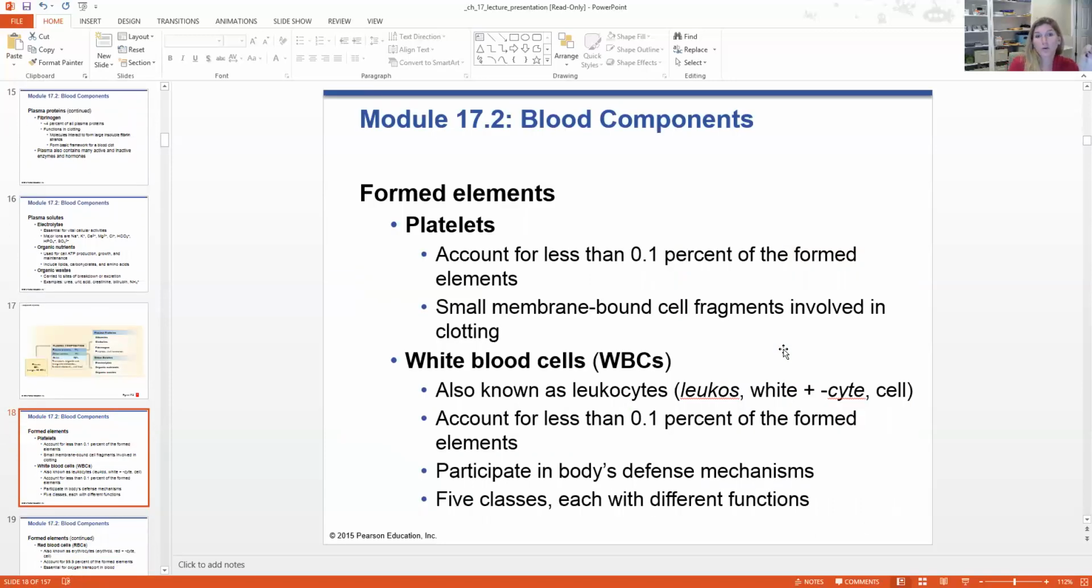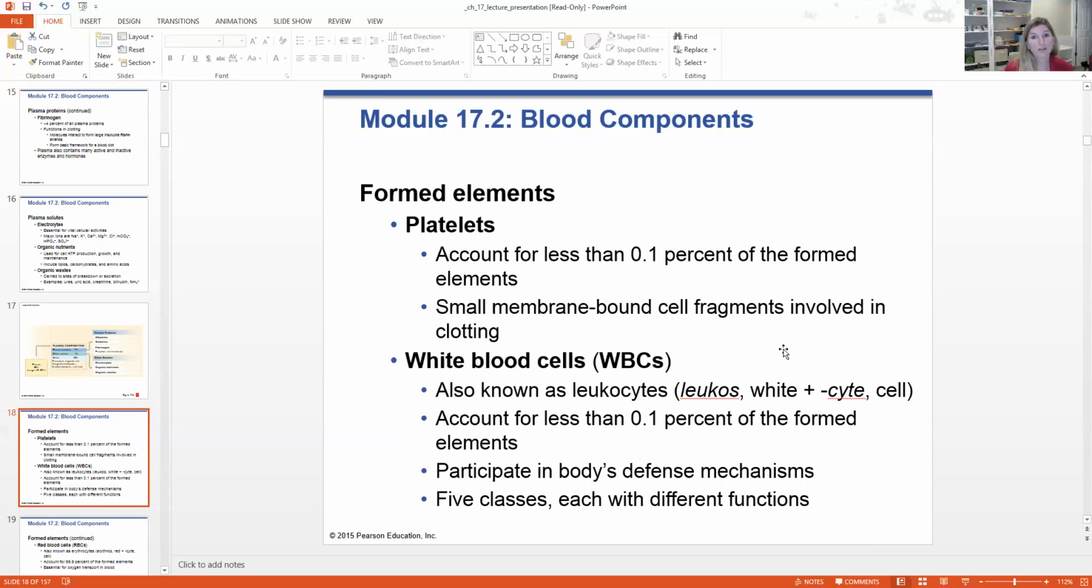All right, other formed elements. We talked about the plasma and all the proteins. Now let's talk about the formed elements. These are the cells. So you have platelets. Platelets are a very, very small percentage, less than 0.1% of all the formed elements. And they're basically little cell fragments. We'll get more into them later.